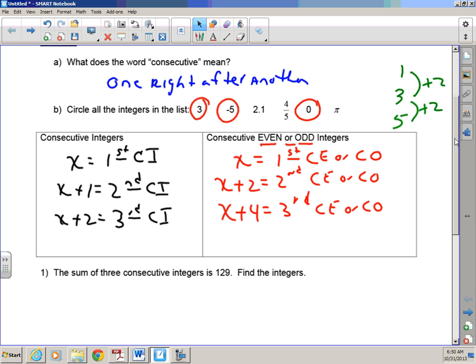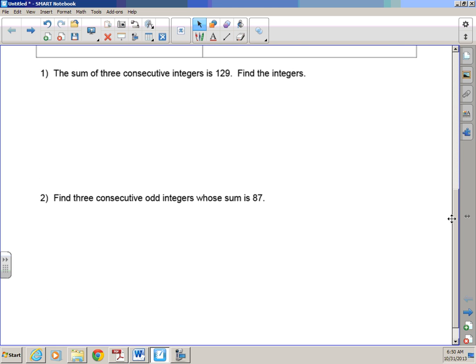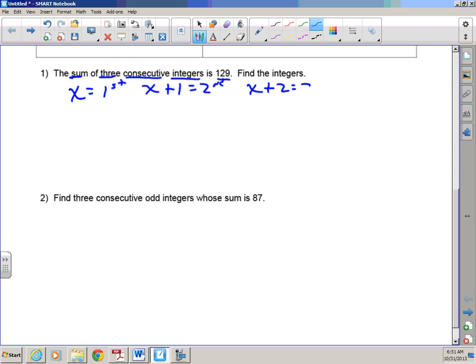What's important when you solve these problems is that you do two things. You first figure out, are we talking about consecutive, consecutive even, or consecutive odd? And then you have to parse through the words properly. So, the sum of 3 consecutive integers is 129. X is the first, x plus 1 is the second, and x plus 2 is the third. The sum of them means to add the 3 of them together, and they equal 129. I have a very simple linear equation.